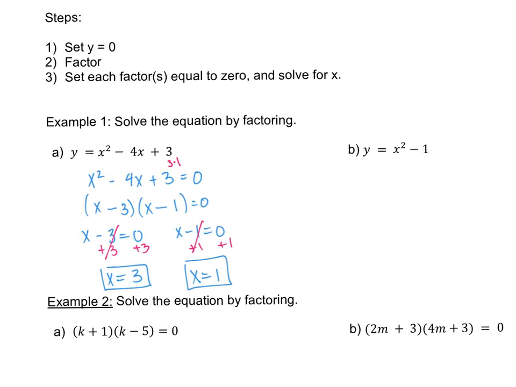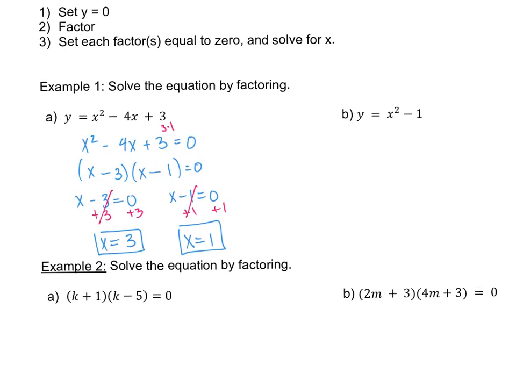Or get you to the exact answer, but not always the case. So let's practice this factoring skill because it really didn't take that many steps. It just took us setting it equal to 0, finding the factors, and then solving for x by setting each factor equal to 0. So let's do that here.